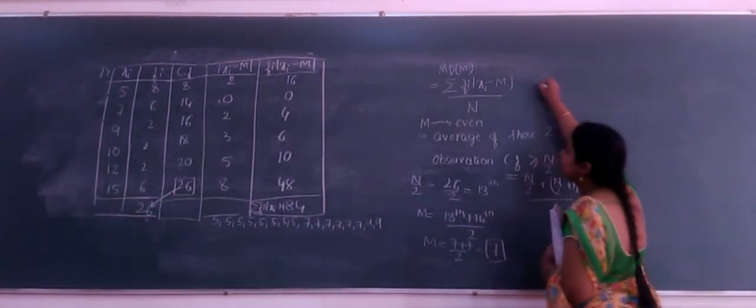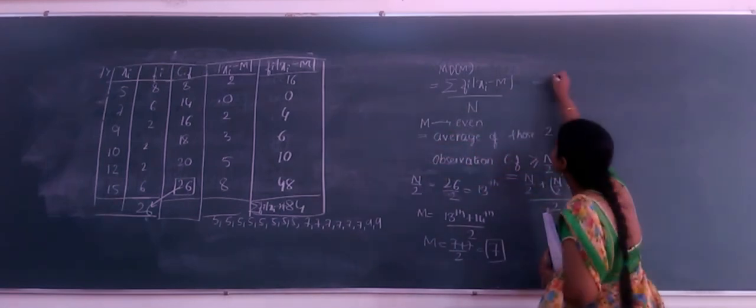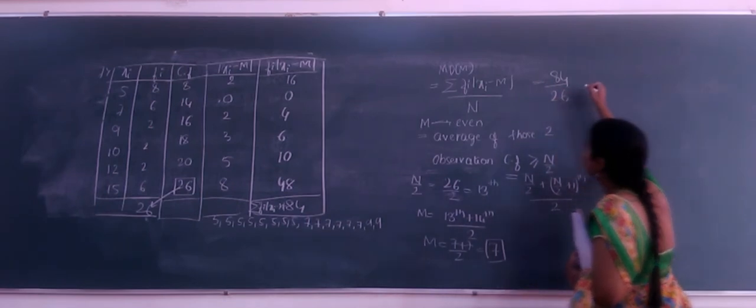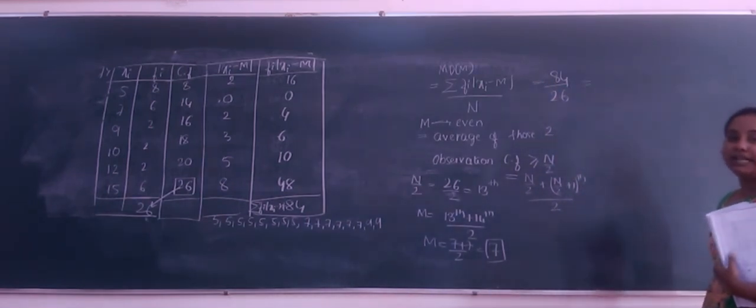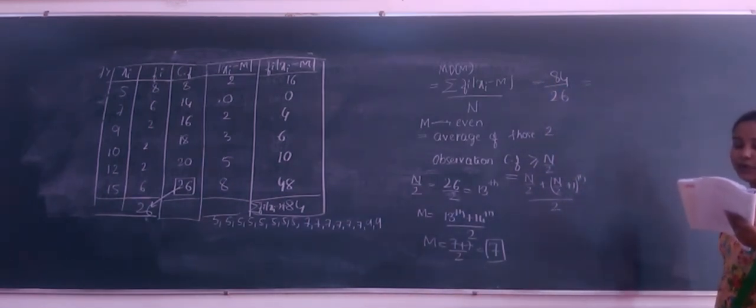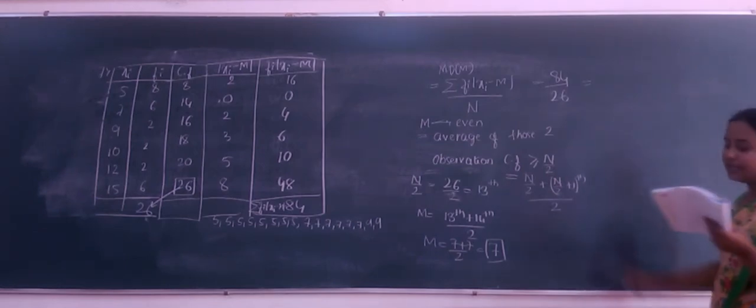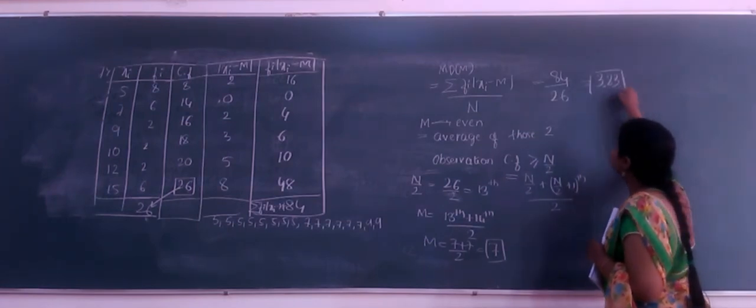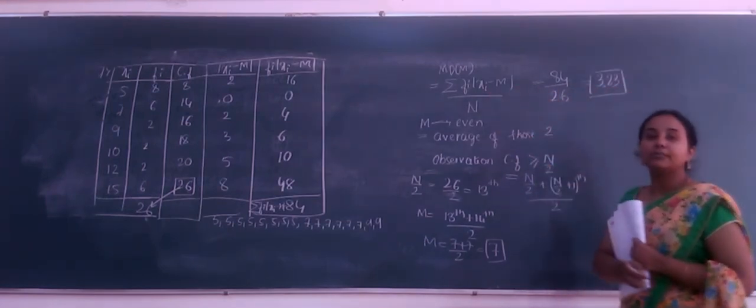That is, the sum of all, 84, divided by the total frequency. It is 26. So what is 84 by 26 here? It will be nothing but 3.23. So 3.23 is the mean deviation about median.